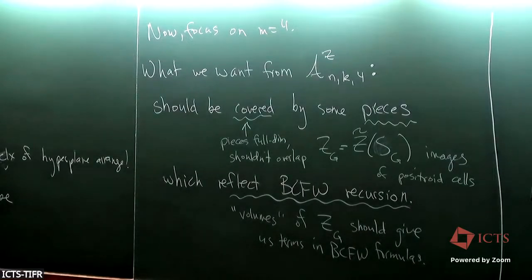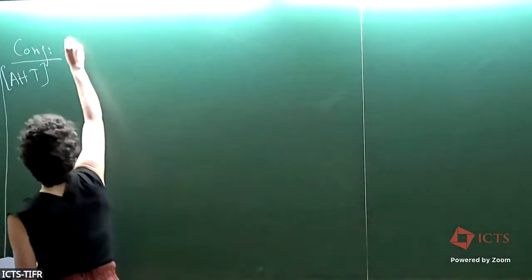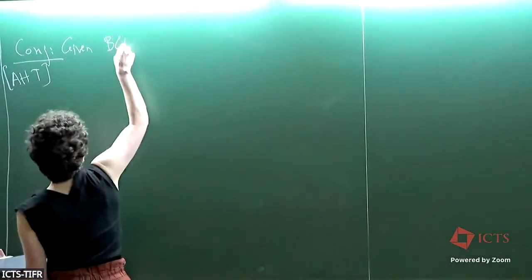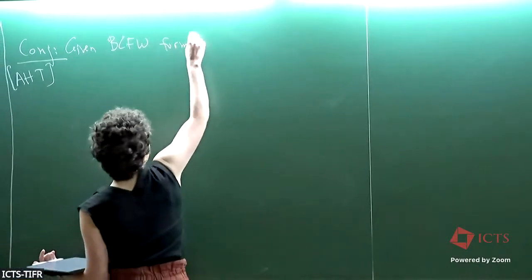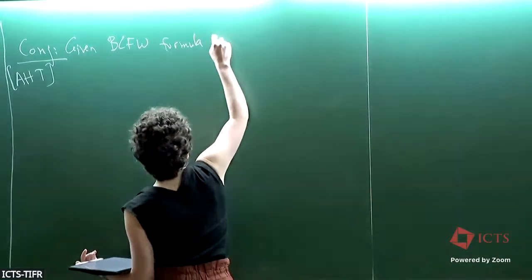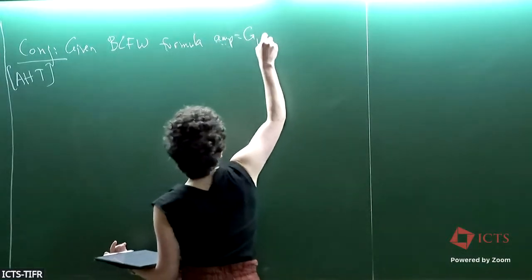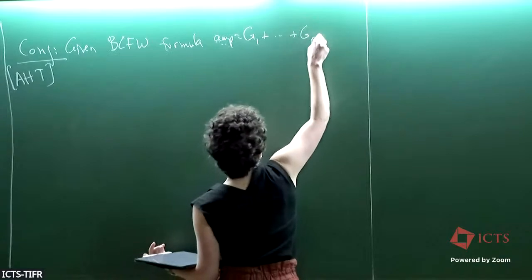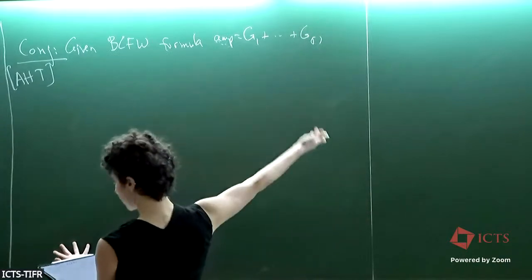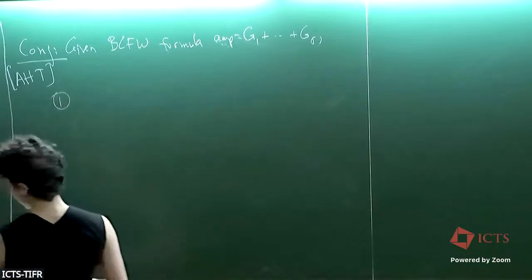Okay, those properties, more or less, are the reasons, this was basically the goal of Arkani-Hamed and Trnka when they defined the amplituhedron. I mean, translated into my words, so don't quote me. But I'm going to say what they conjectured, which is that if you have one of these BCFW formulas, I'm going to write this as the amplitude is equal to some sum of graphs, G1 all the way up to GR.